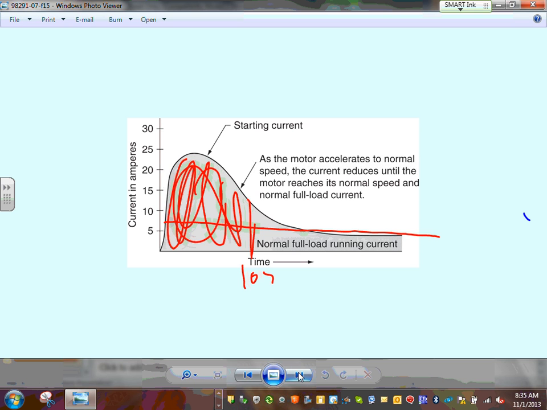Who cares about the inrush current? You know what happens with the inrush current? The light will dim. You have losses in the lines. It kills your circuit breakers and what not. So we want to minimize the inrush current.